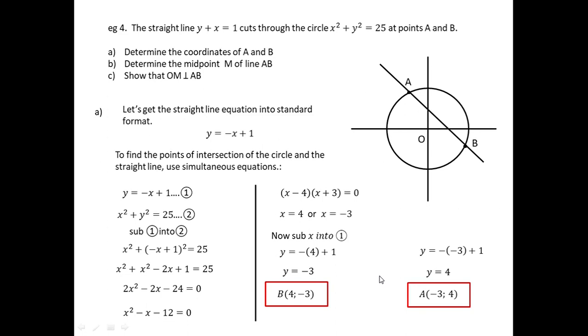All pretty straightforward. Right, now, next question B. Determine the midpoint M of line AB. Well, to work out the midpoint, we use the midpoint formula. Do you remember that from grade 10? There it is. Now we plug in all our information for coordinates A and B. There we go. And that is our midpoint.